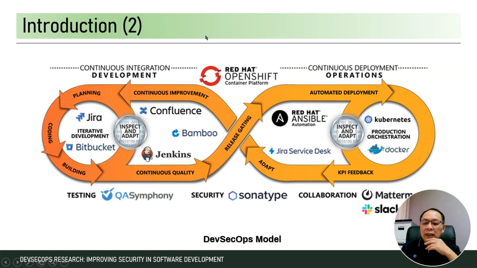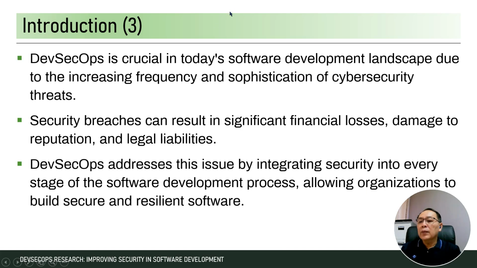So this is basically the DevSecOps model, where you can see continuous integration and continuous deployment. Continuous integration is within the area of development, while continuous deployment is within the area of operations. As you can see, we are utilizing many different tools that allow us to speed up the process of developing the software in a secure manner.